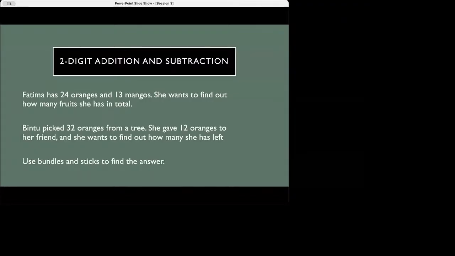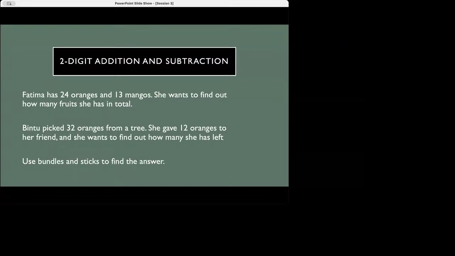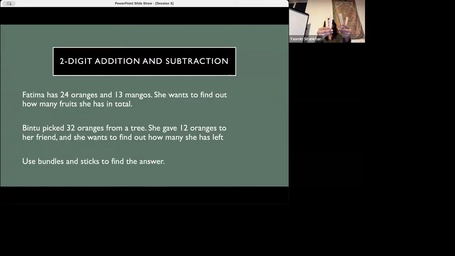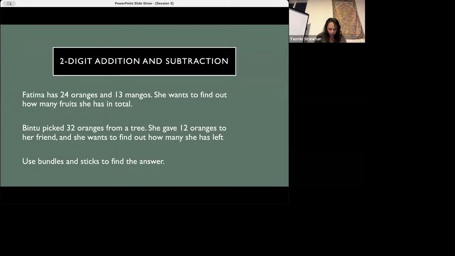Yasmin. Uh-huh. You can arrange them in the form of tens and ones. For example, for the 24, you can form 2 tens and 4 ones. There you go, like this. Yeah, 2 tens and 4 ones. And then for 13, you can have 1 ten and 3 ones. So you put all the tens together, and then you put all the ones together. Oh, I'm losing my sticks.